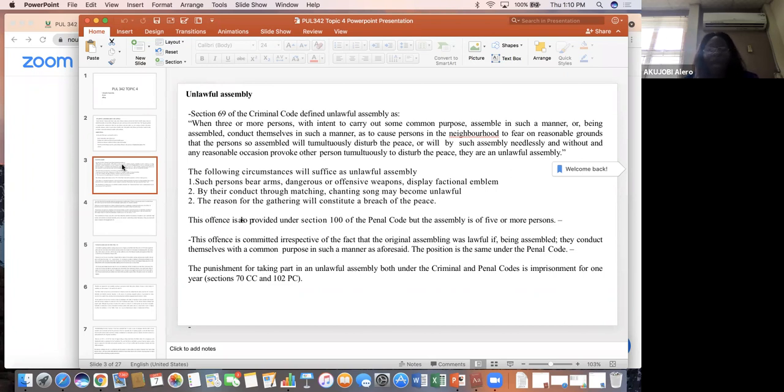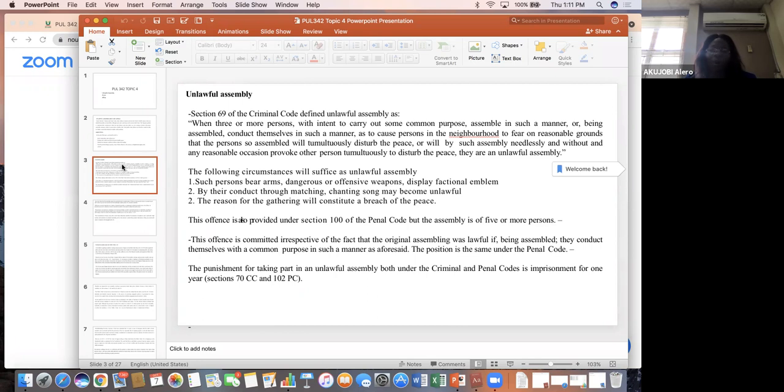Again, if the reason for the gathering would definitely constitute a breach of the peace, for instance, because they have gathered and people seeing them in such a manner, looking so scary, everybody starts closing shop, everybody starts running away back to their homes. Such an assembly, of course, could constitute a breach of the peace. Like I've said, the offense is provided for under section 69 of the Criminal Code. You also have it under section 100 of the Penal Code.